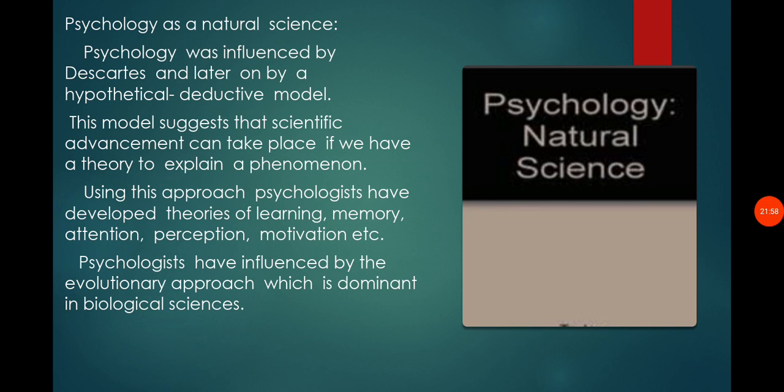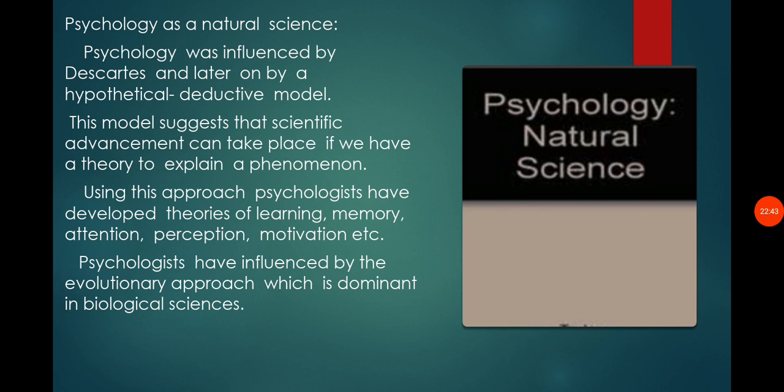Okay, at a time psychology was influenced by Descartes, who is known as a popular mathematician, philosopher, and also a scientist. Psychology was highly influenced by Descartes' views, but later on psychology was influenced by physics. Most of the developments of psychology nowadays are based on the concept of the hypothetico-deductive model, which is mostly used by physicists. This model suggests that scientific advancement can take place if we have a theory to explain a phenomenon.